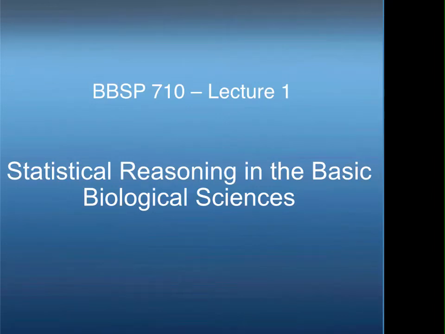This is lecture 1 in BBSP 710. As you can see, the title is Statistical Reasoning in the Basic Biological Sciences. We'll basically be discussing what can go wrong in experiments in science generally and how to interpret the results of studies that may be based on imperfect evidence. And this is probably the most important lecture in the entire course.